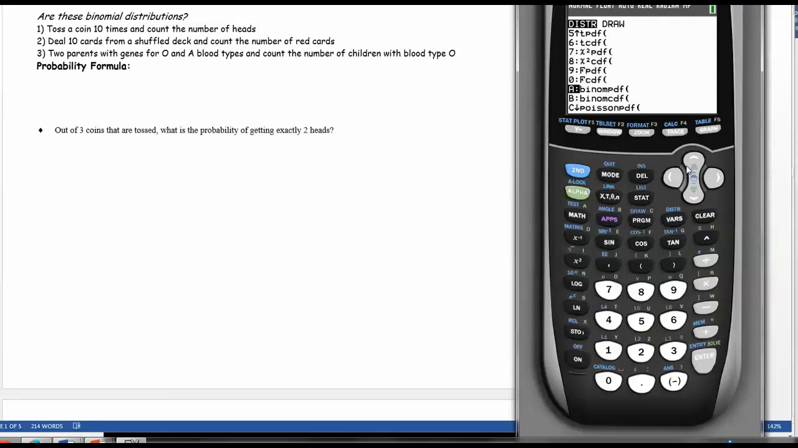For exactly 2 heads, we want binomial PDF. And it's going to ask us for some information. So we are tossing 3 coins. That's our trials. The probability of success is 0.5. And which of those 3, which one am I actually interested in? That'd be 2. And then hit enter. And so that's what it should look like on the main screen for you. And there you go, 0.375.